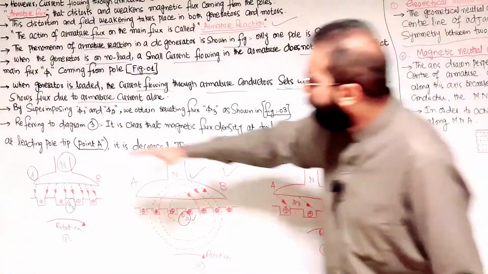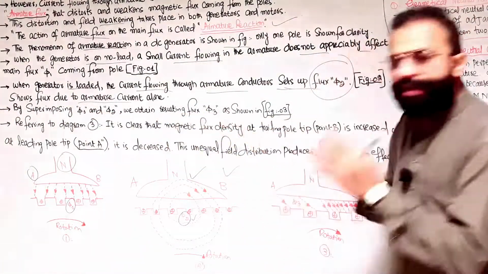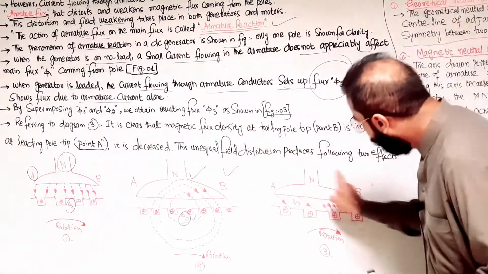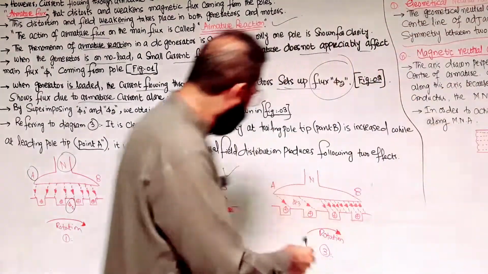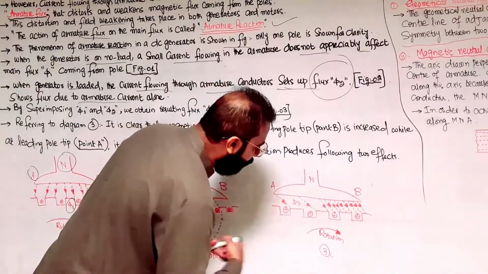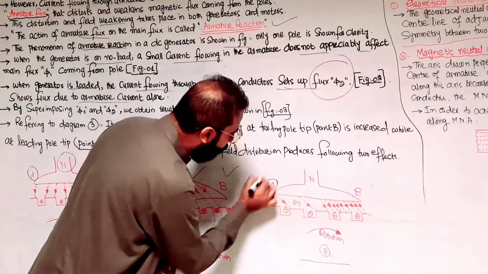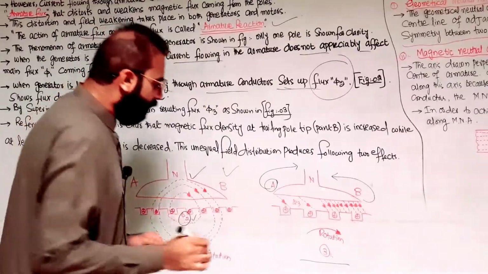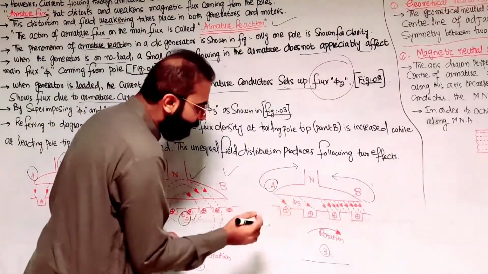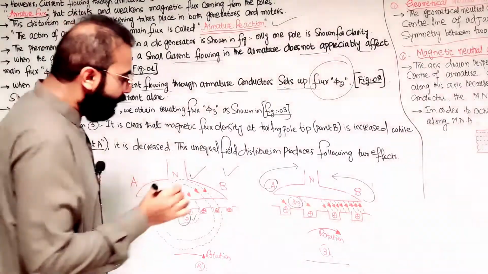Now by superimposing phi 1 and phi 2, we get the resultant flux, which is phi 3, shown in this figure. Now refer to this circuit diagram, figure number 3. As you can see, this is the leading tip of the north pole and this is the trailing tip of the north pole. Due to the armature reaction, phi 3 is the resultant flux which is produced.